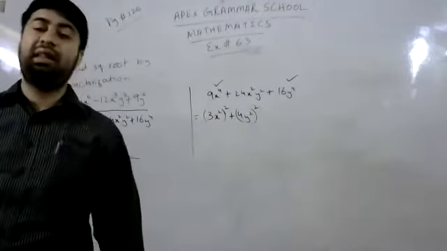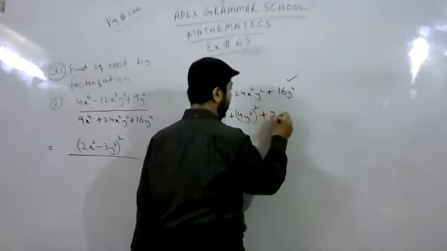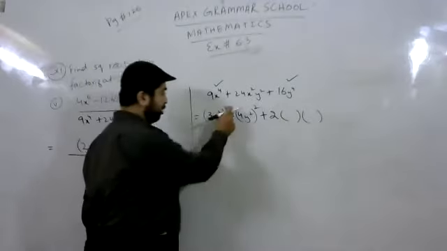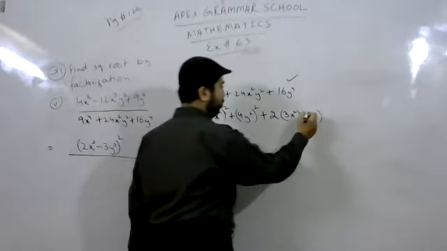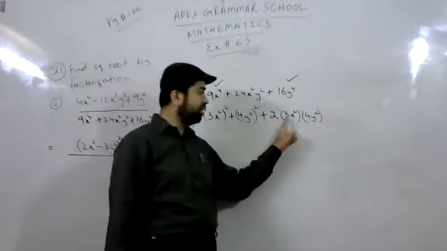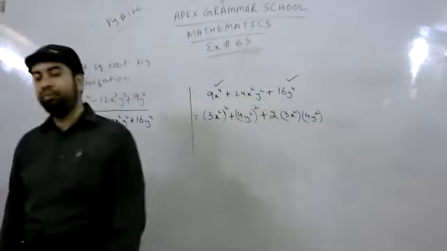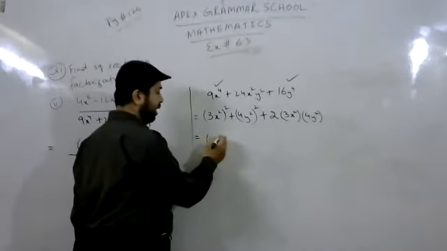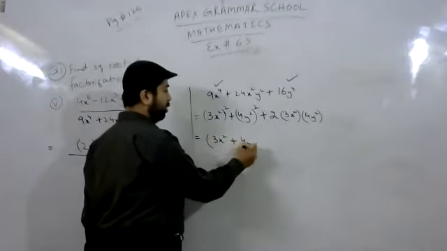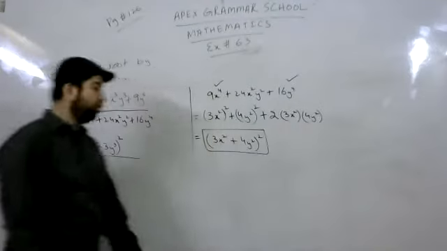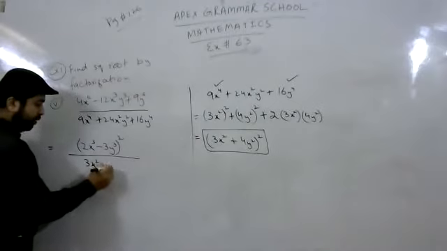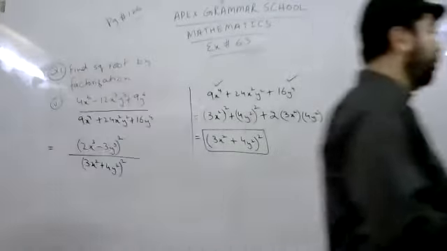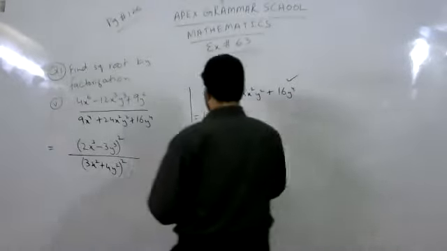This thing we can write in the form of plus 2ab, and confirm whether it is 24x square y square or not. So the value of a is 3x square, and the value of b is 4y square. Now confirm it. 2 times 3 is 6, 6 times 4 is 24, and x square y square, and that's it. So it is of the type of formula a square plus b square plus 2ab. So we can write it as 3x square plus 4y square whole square. Now we can easily make the square root of it, because we found it a complete square.